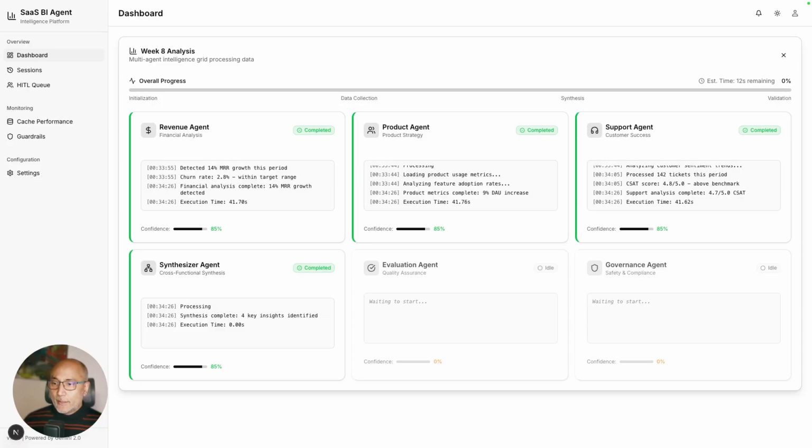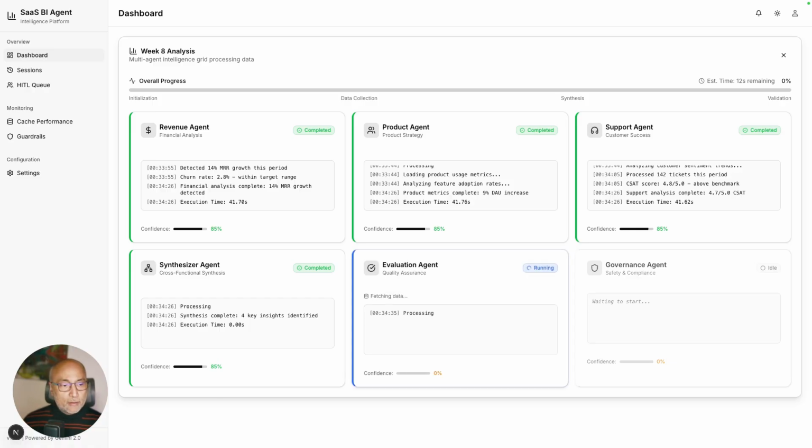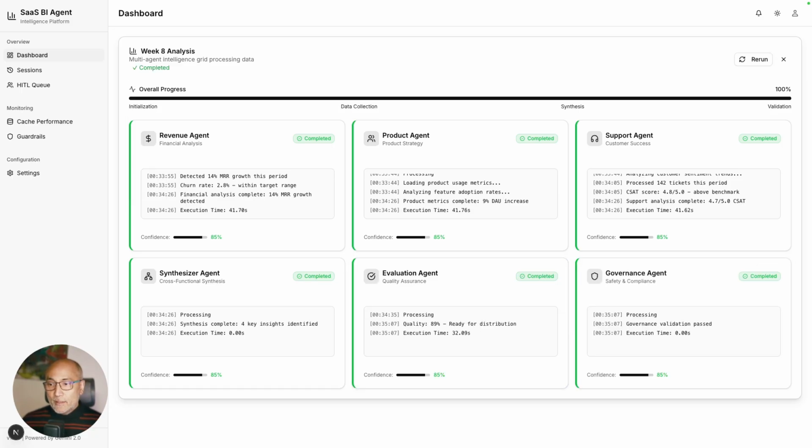This is observability we built in. The process is near completion now. Done. Sub 60 seconds for a complete cross-domain analysis. Let's look at the report.